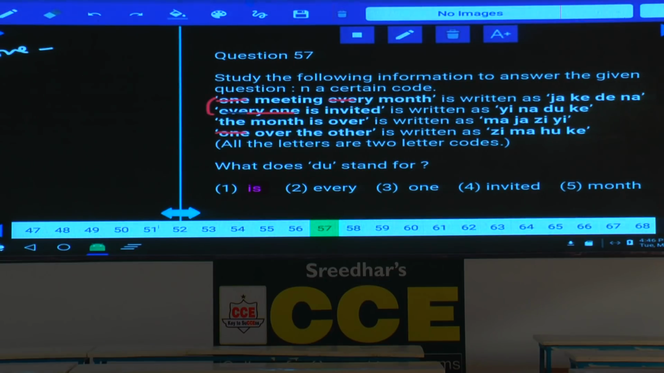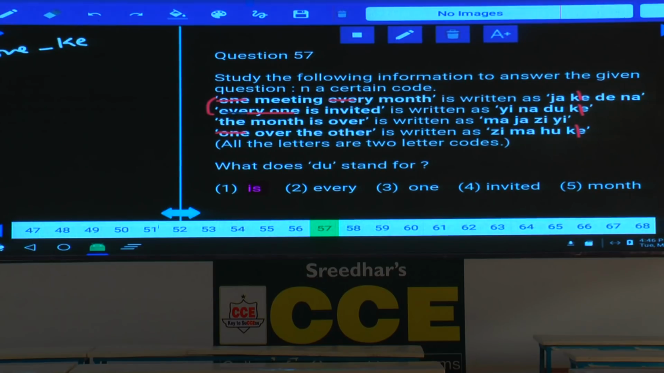Then which code is common here? NA, and NA, what is the other thing here? KE. KE, KE and KE. KE is common. Hence the code to the word one is KE.